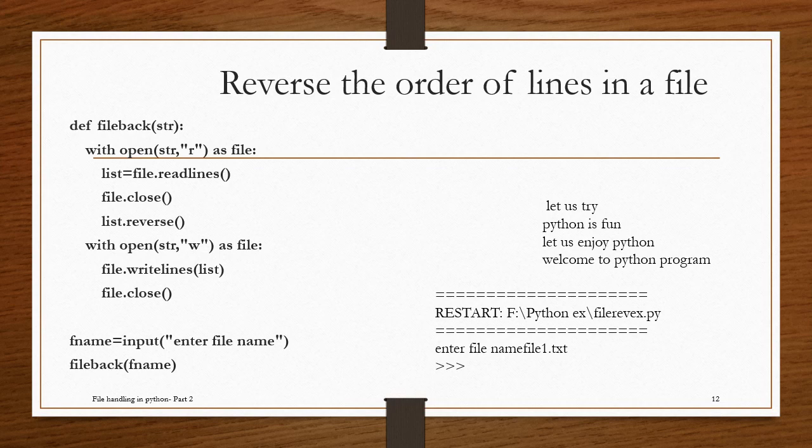So we're asking the user to enter a file name, and we are calling a method using that file name as the parameter. We are opening the file in read mode, and once it is opened, into a variable list we are reading the lines of the file opened in read mode. And now we are reversing. list.reverse will reverse the lines in the variable list. Then we are opening the file again in write mode and writing the lines from the list to this opened file. So this program will give an output like this.